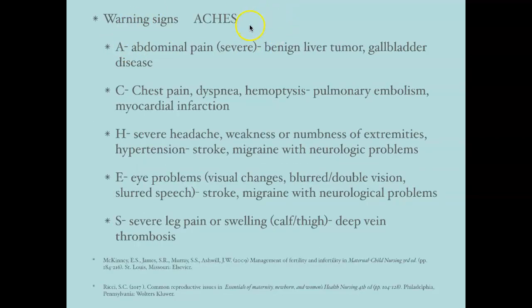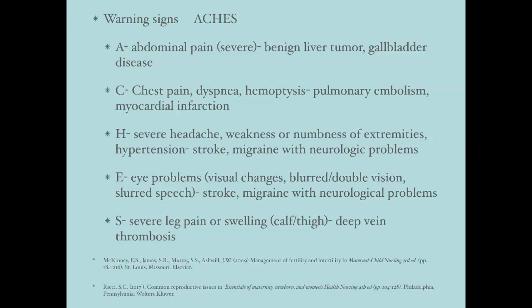These are the warning signs on hormonal contraception. The acronym is ACE. Just because hormonal contraception can increase the risk of things like liver disease, strokes, blood clots, increased blood pressure, that's where these warning signs are coming from.